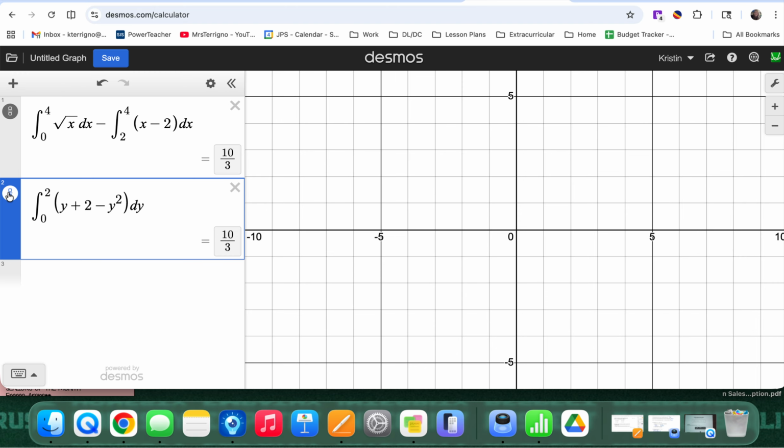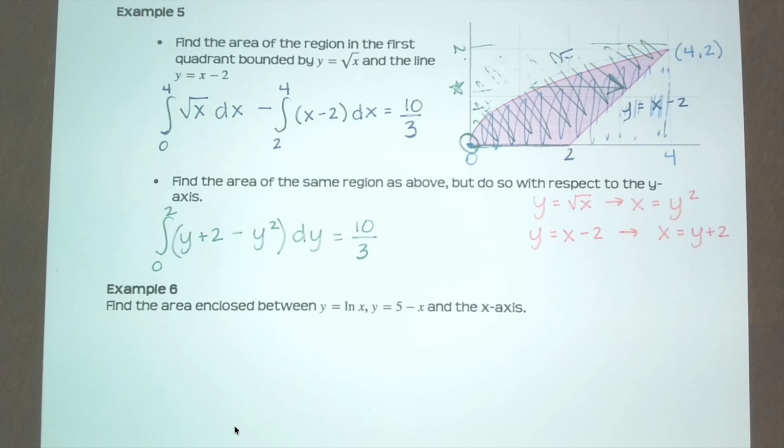So with a calculator, either method is probably fine, right? Either one of these methods that's shown on the screen. If you didn't have a calculator and you were doing this by hand, probably this second one would be way easier because you're just dealing with a single antiderivative. And quite honestly, these antiderivatives are probably easier than these ones up here. So I just want to show you that you have options for dealing with these questions.